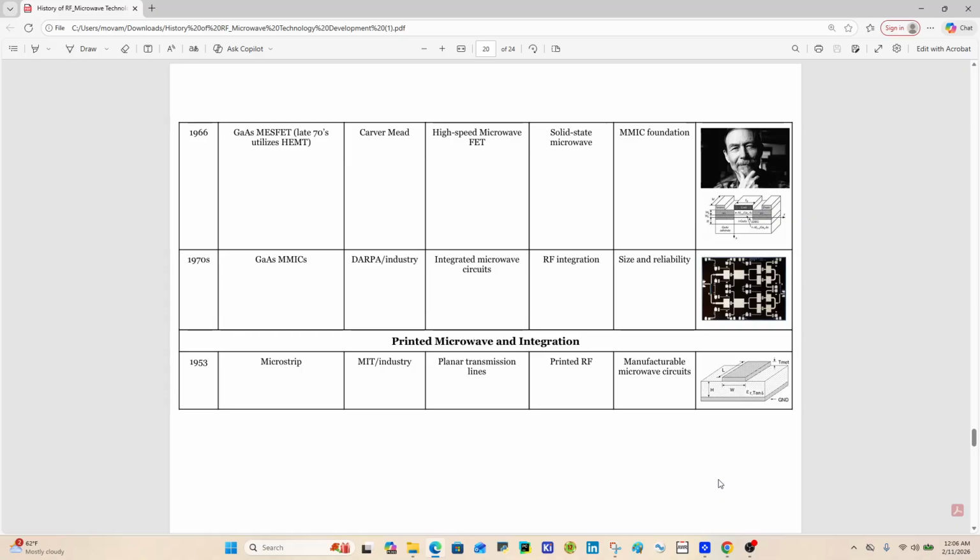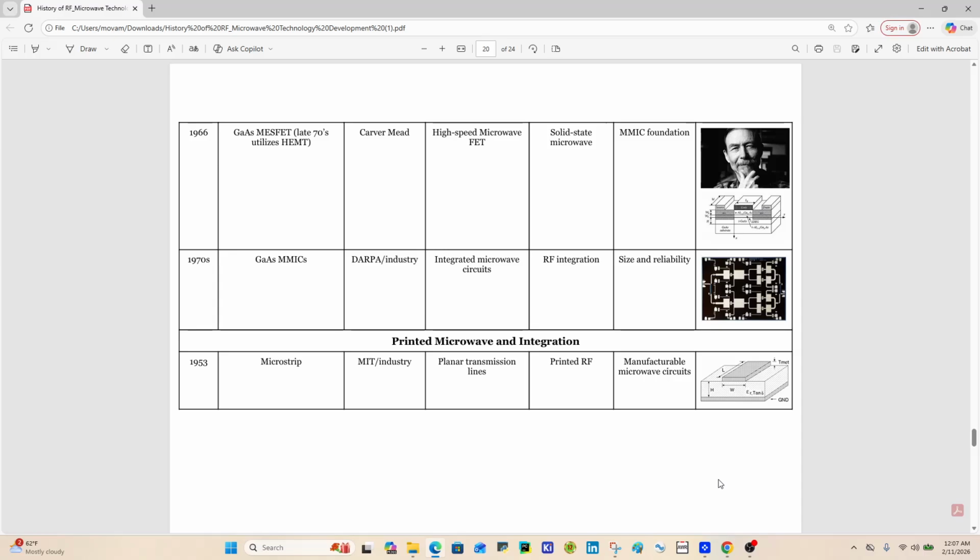In the 1970s, gallium arsenide MMICs were developed to better integrate microwave circuitry into single chips, compared to using hybrid module assemblies and wire bonds. It enabled better integration, which has been a trend in electronics for many decades.